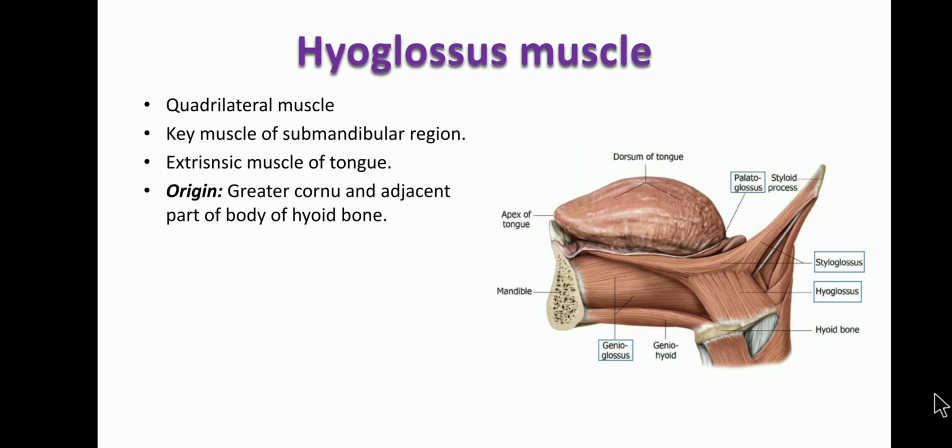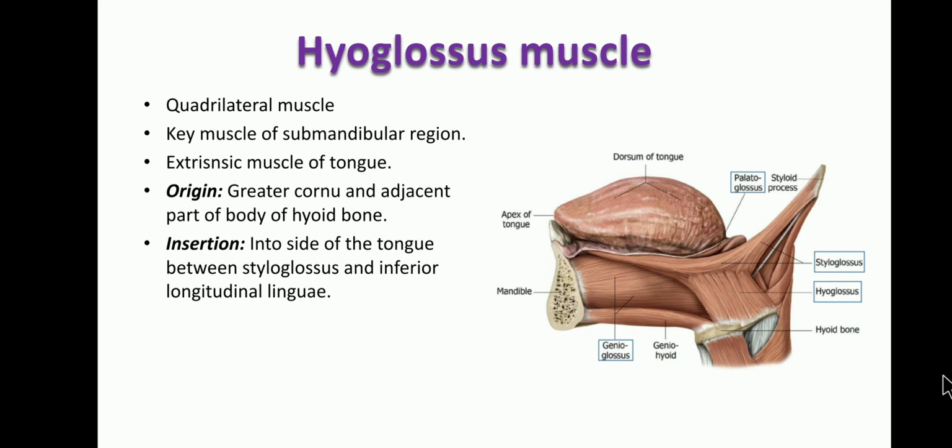So in this, the key muscle is the hyoglossus, an extrinsic muscle of the tongue. It originates from the greater horn of the hyoid bone and also from the adjacent part of the body of the hyoid bone. The fibers pass upwards and forwards and get inserted into the side of the tongue, between the styloglossus laterally and, more medially, the inferior longitudinal linguae. That is an intrinsic muscle of the tongue, present within the tongue itself; you cannot see it outside.